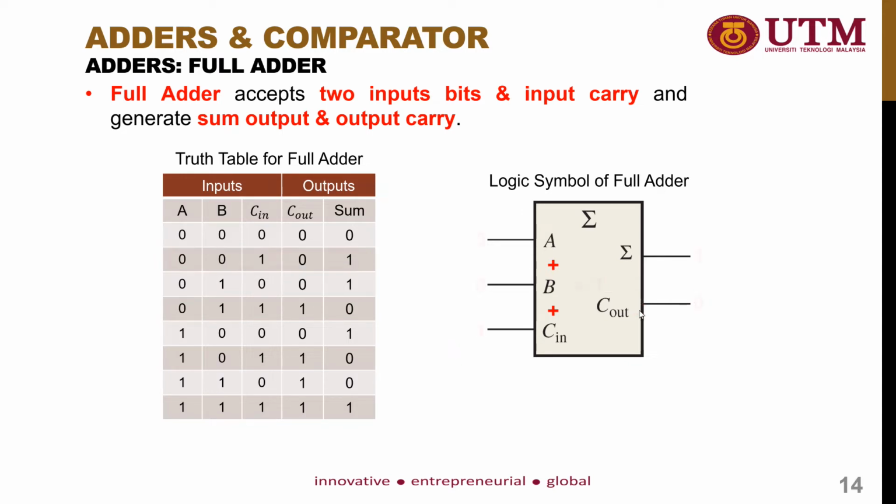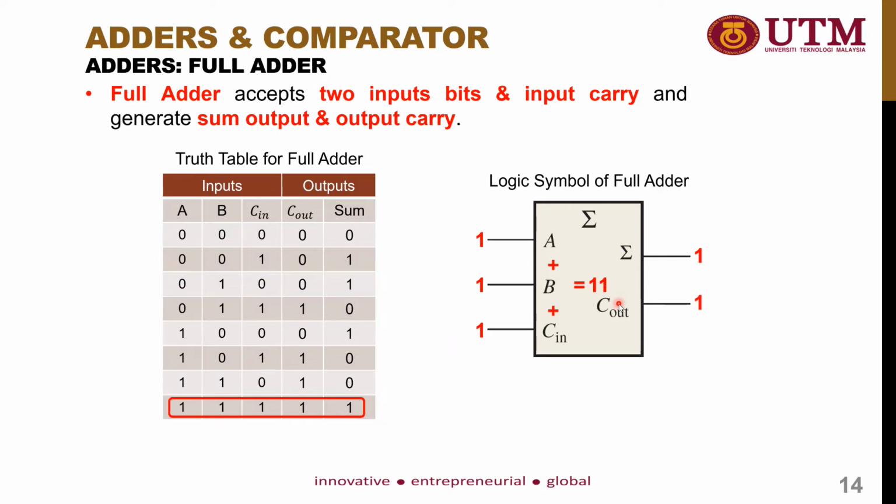The last example is when A equals 1, B equals 1, and Cin equals 1. You know that 1 plus 1 will become 10. Then 10 plus 1 will become 11. So right now, your output of addition will become 2 bits. The LSB part will go to the sum and the MSB part will go to the output carry.